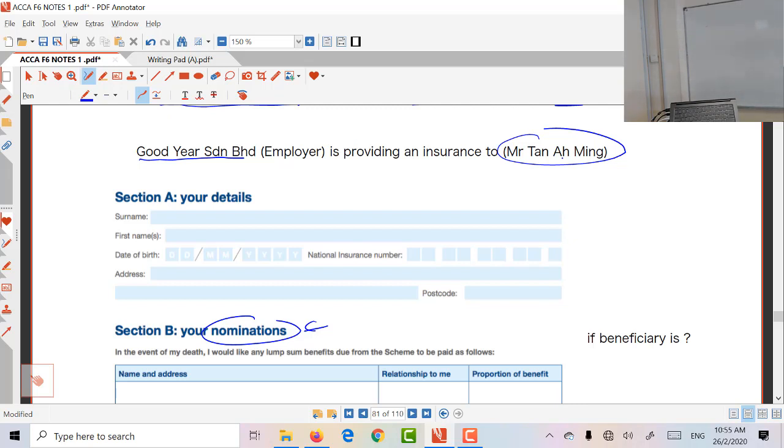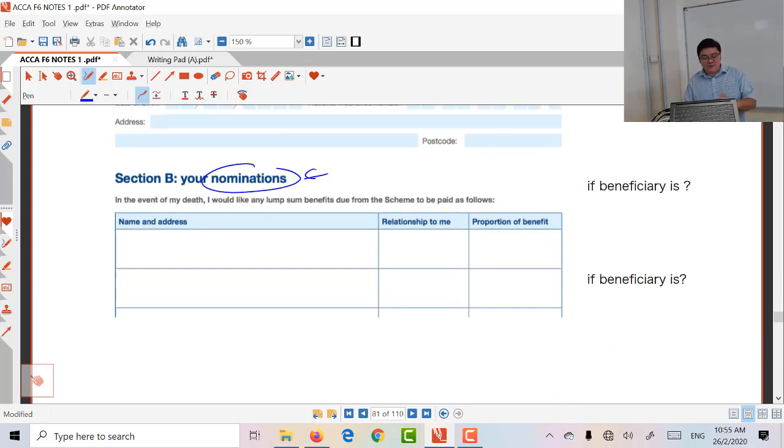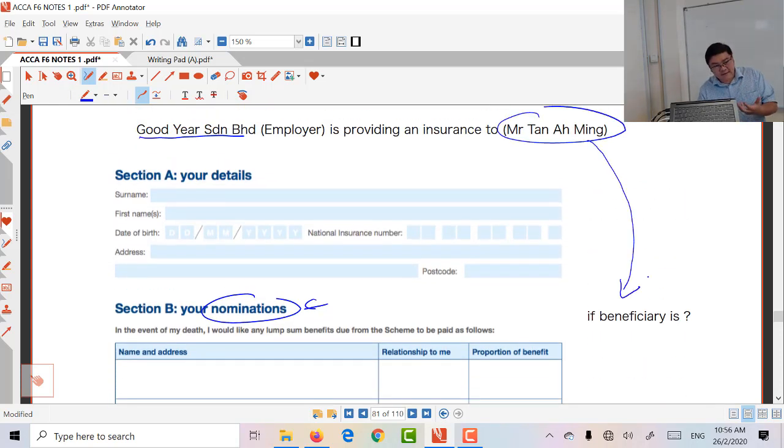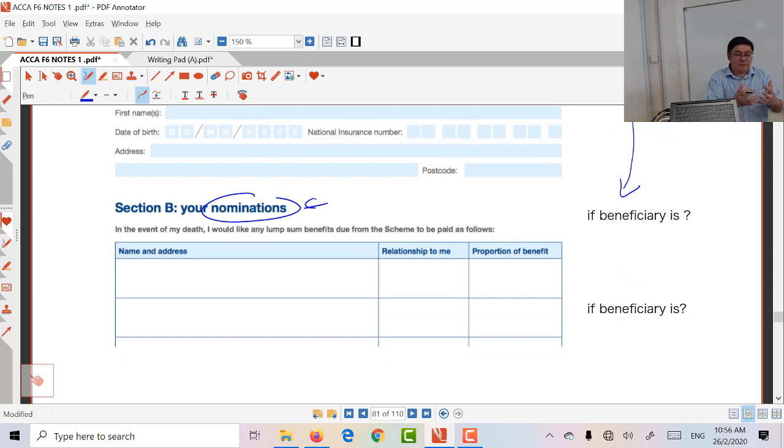Okay, so when you fill in the nomination, you actually write down who gets the money if anything happens to you. I'm just trying to give you an idea: if Aming is a staff, the insurance is bought by the employer, and then the boss tells you, write whatever name you like. So Aming puts down his wife, and she gets 100% of all the money.